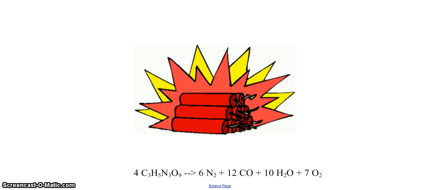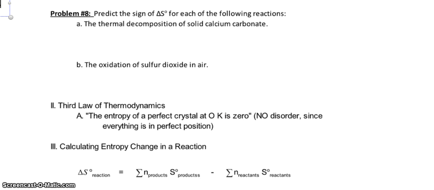So let's go back to our notes again. Okay, so in order to look at problem number 8, it says predict the sign of delta S. If you're going to be looking at the thermal decomposition of solid calcium carbonate, let's review what we said earlier: the entropy of a solid is smaller than the entropy of a liquid, which is smaller than aqueous, and which is much smaller than a gas.